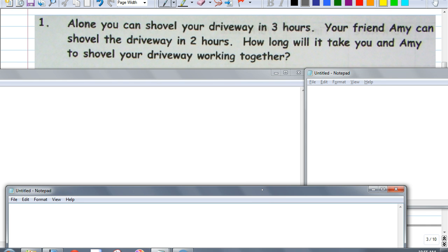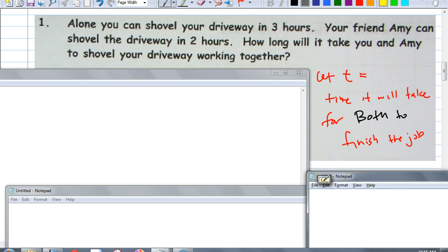Who could tell me what the unknown is in this problem? What is it that we want to find? Emily, what do you think? The time it takes you to shovel the driveway. Really? Because I know how long it takes me. It takes me, together, that's important. Very good. So you need to put that down. Let t equal the time it will take for both to finish the job.